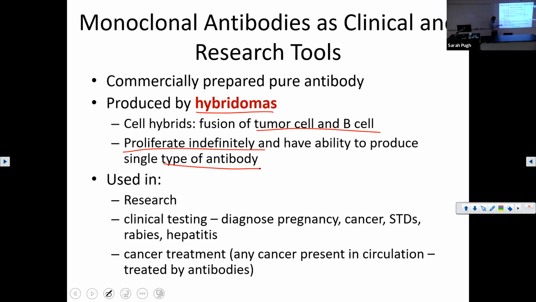So again, a lot of times these are used for research. These can be used as treatment for people who are ill, especially with viral infections. Can even be used as cancer treatment. So monoclonal antibodies are incredibly important type of treatment.